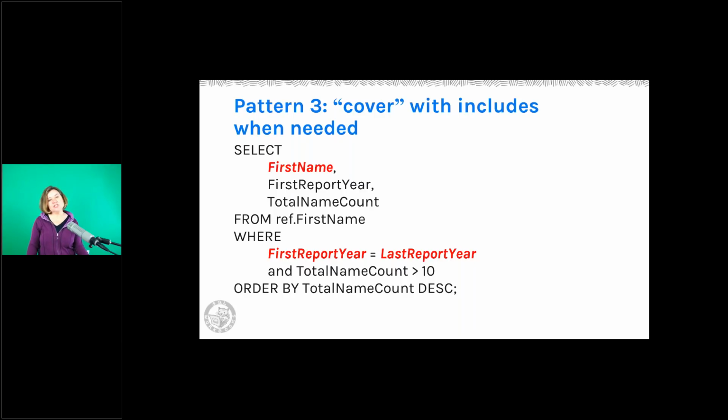The third pattern: cover with includes when needed. Remember when SQL Server just wasn't using our index? What we did is we tested and looked at an estimated plan forcing it to use this index. What does it go look up? What's the output column it's looking up? The first name column wasn't in our index, and without first name in our index, SQL Server didn't want to use it. Also, first report year and last report year, because they weren't seekable, in this case, they made sense as included columns as well.